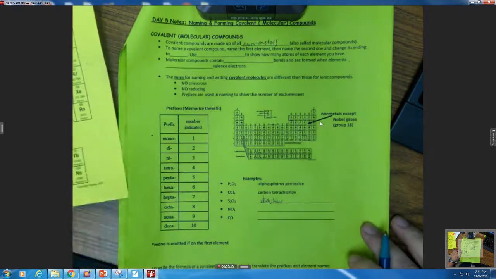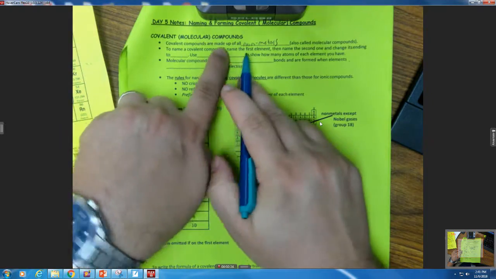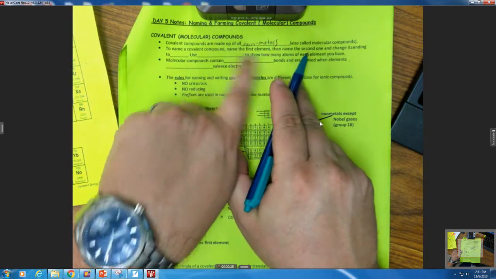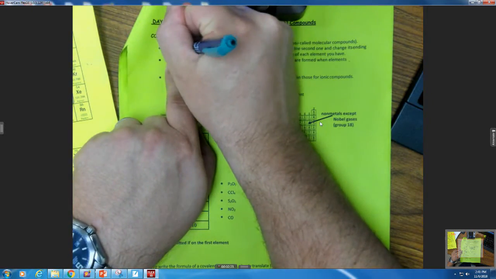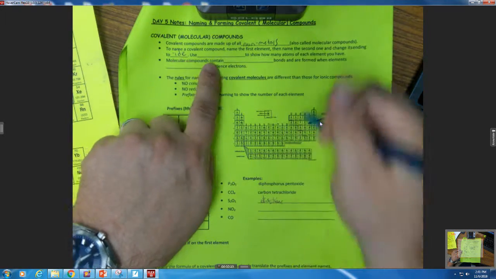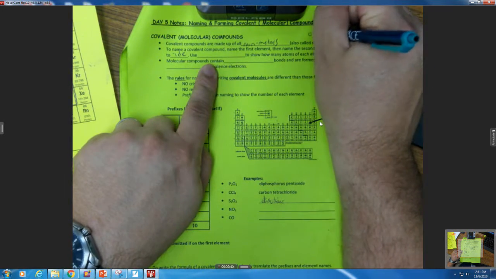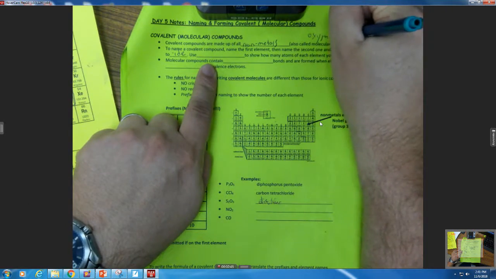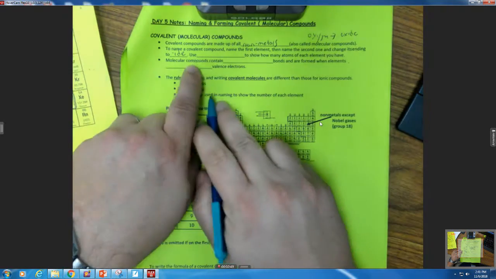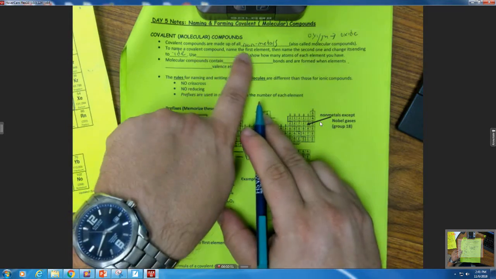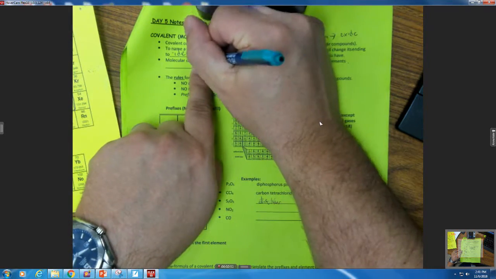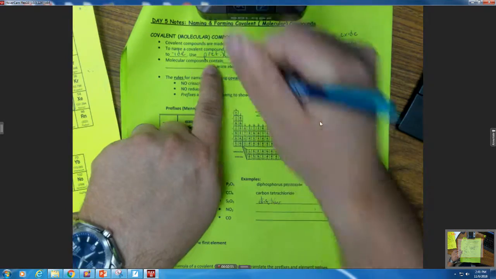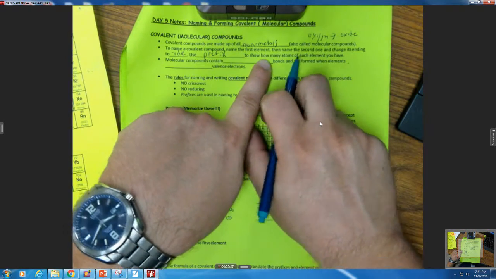All right. So when you name a covalent compound, you name the first element and then the second one, and you still change the ending to IDE, which is nothing new. So like, for example, oxygen would change. It would change the ending of it to oxide, right? So you use, this is the important thing, you use a prefix to designate how many atoms of each element you have.